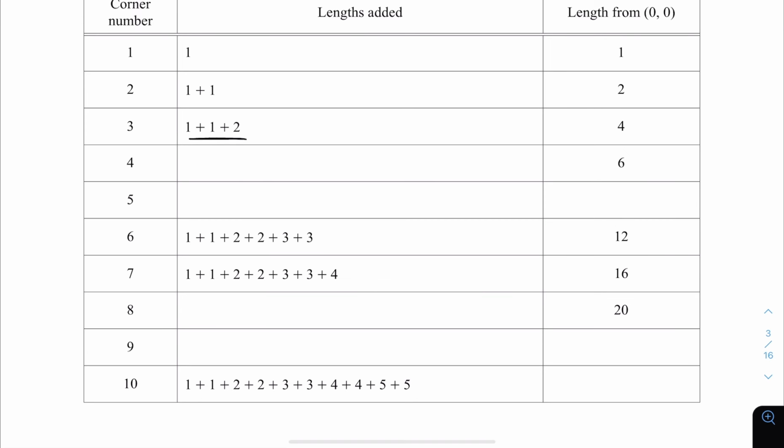So if 3 is 1 plus 1 plus 2, 4 is going to be 1 plus 1 plus 2. And since every number is to be repeated twice, it'll be plus 2 again. Then for number 5, we'll have 1 plus 1 plus 2 plus 2. And then since 2 has been repeated twice already in 4, we'll add a 3. And as you can see, it fits along nicely with number 6, which adds another 3 to make it a pair. And number 7 adds the 4 because 3 has been repeated already. So number 8 will add the second 4.